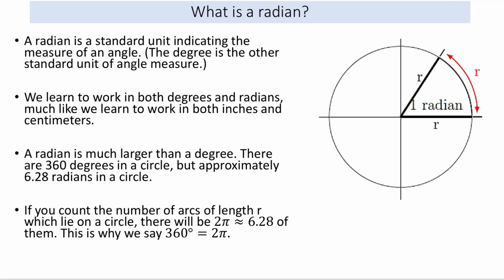We can see a radian is a much larger unit than a degree, because we know there are 360 degrees in one circle. So if there are 360 little pieces of pie, if you will, skinny pieces of pie that fit in a circle, they're very, very small. It's hard to even draw one that small, compared to a radian, which is a much larger piece of the circle, a much larger piece of pie.